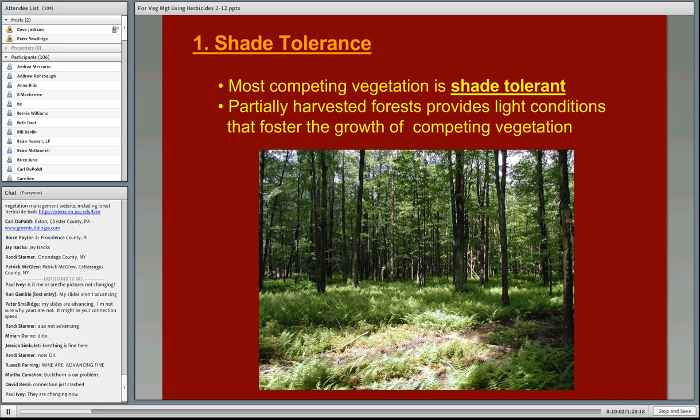And poorly harvested or partially harvested forests provide light conditions that foster the growth of competing vegetation. So think about how most of us harvest our forests by selecting just individual tree canopies for removal. Let in small amounts of sunlight, and we can see that in this photograph where we have just a spot of sunlight reaching the forest floor, but most of the forest remains shaded, and that's going to foster the development of plants that are shade tolerant. In those cases, we're going to be able to proliferate a lot of plants that are considered competing or less desirable.